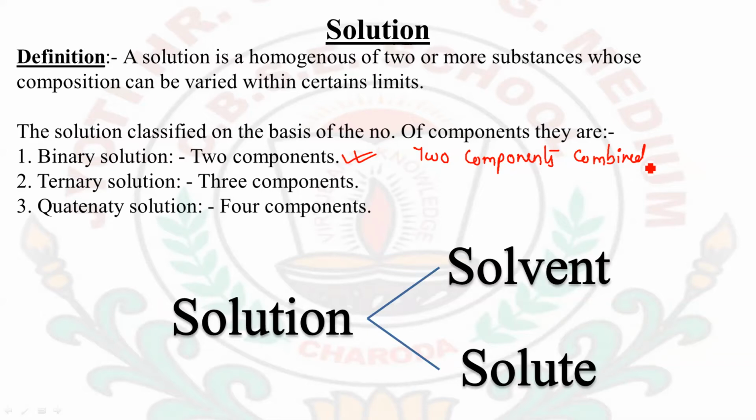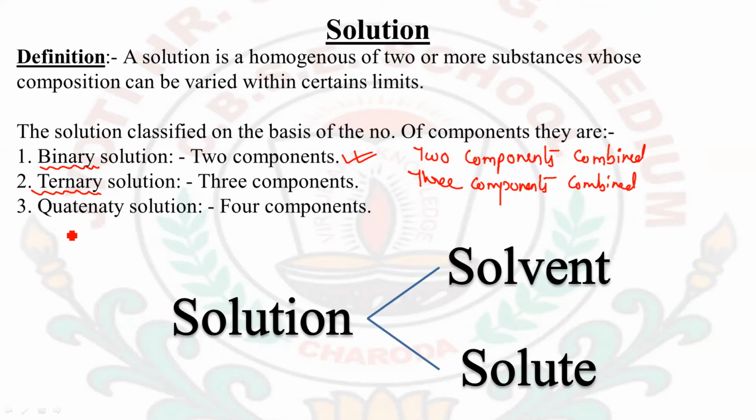Then it is called a binary solution. Second is the ternary or tertiary solution. A ternary solution is a solution in which three components are combined together to form a solution.